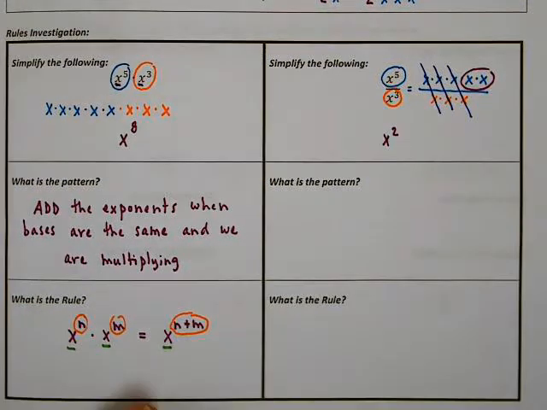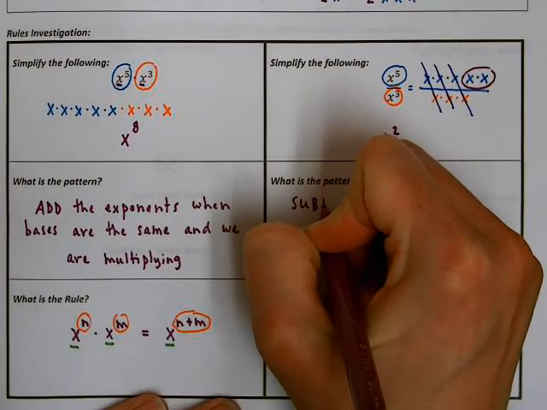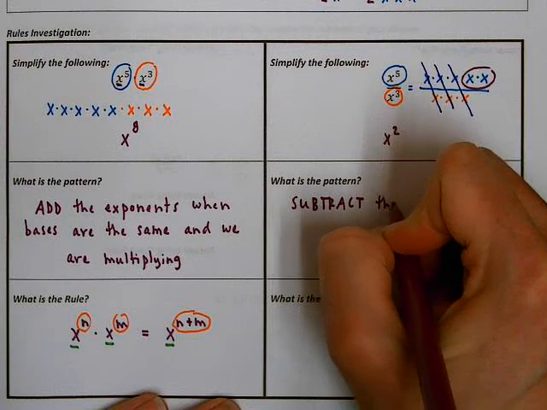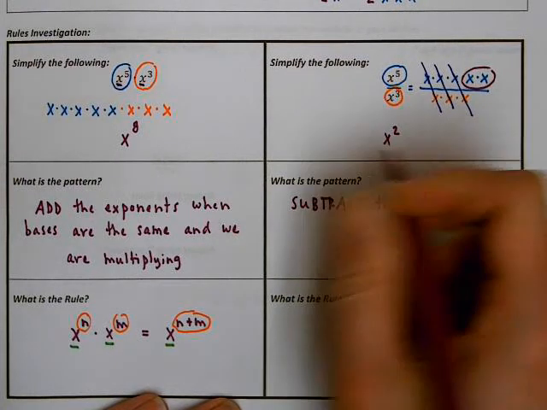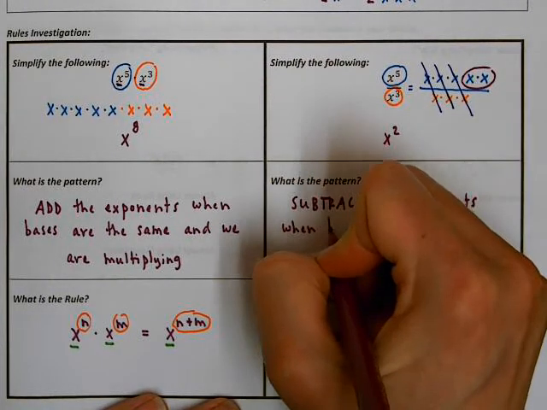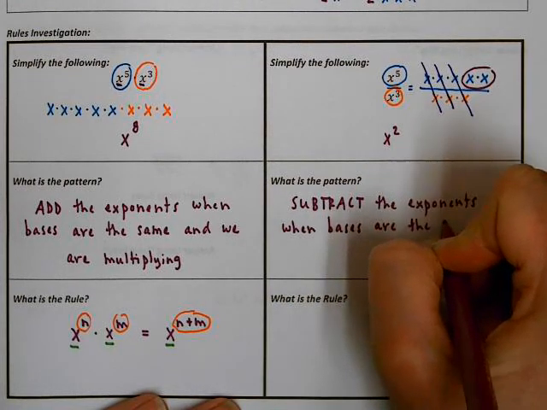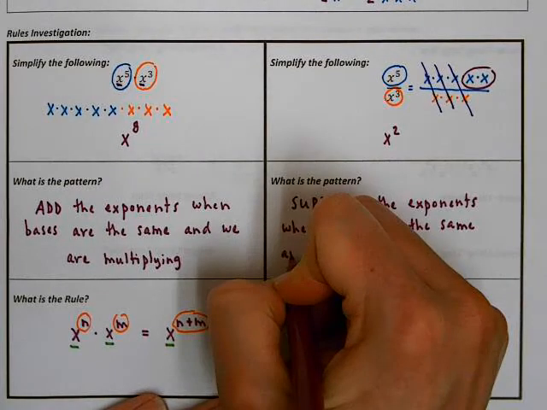So now the pattern I'm noticing is that I'm going to subtract the exponents when the bases are the same. Again, this is only when the bases are the same. So when the base is the same and we are dividing.